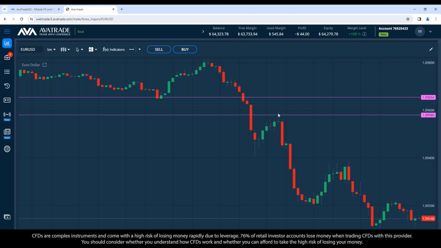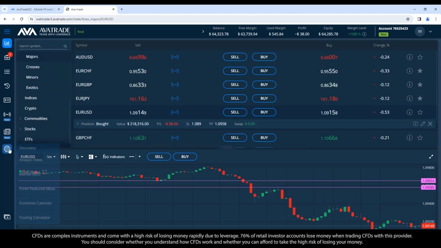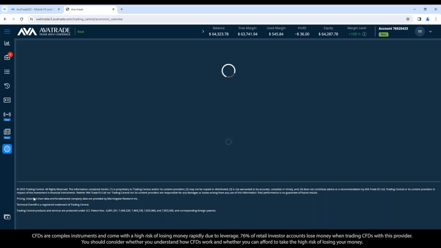And by the way, this drop started from before some of those announcements came in, or the current announcement that we looked at, okay? And so we'll see. And let's then take a look at maybe another announcement. Back to the economic calendar.